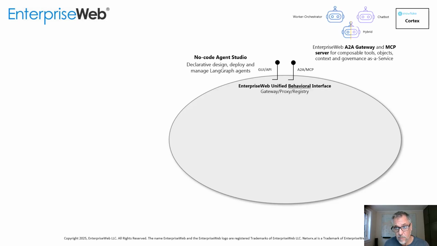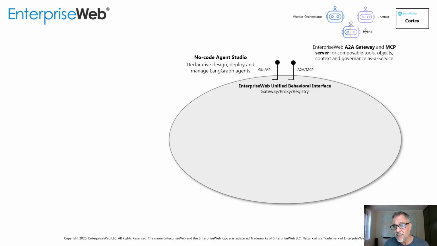That agent connects back to Enterprise Web through an A2A gateway and an MCP server exposed to the gateway. In this way, the agents can leverage Enterprise Web for middleware as a service, context as a service, and governance as a service. The agents that we generate can be chatbots, they can be LangGraph worker orchestrators, and we can even generate a richer form, sort of a hybrid, an agent that supports both talking to the network as well as ordering services and monitoring events.